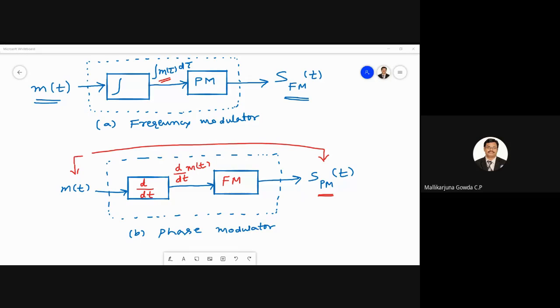Sir, in the frequency modulator the message signal is integrated, whereas in the phase modulator it is differentiated. Okay, you should be able to say that an FM wave corresponding to the message signal m(t) is also the phase modulated wave corresponding to the integral of m(tau) d tau. You should say in that manner. Similarly, a PM wave corresponding to m(t) is the frequency modulated wave corresponding to the differentiation of the message signal.